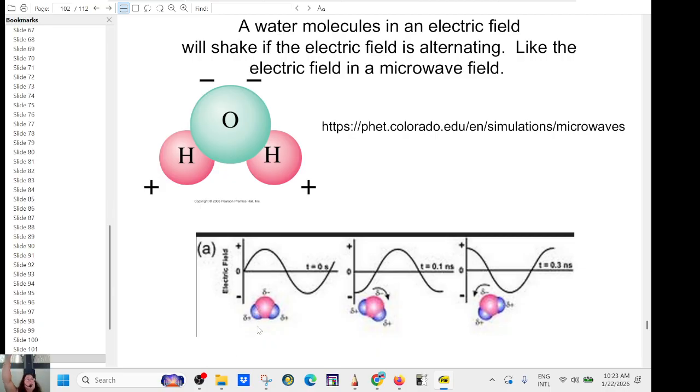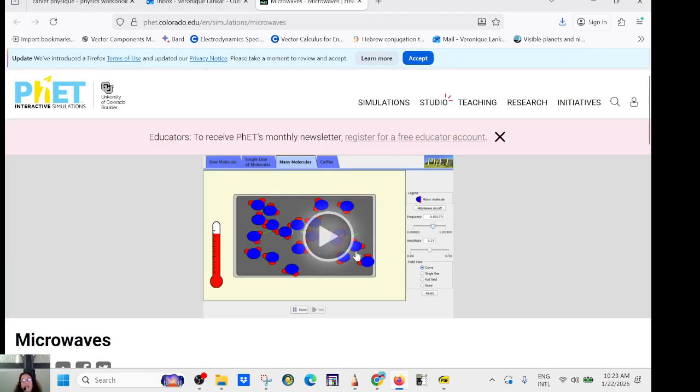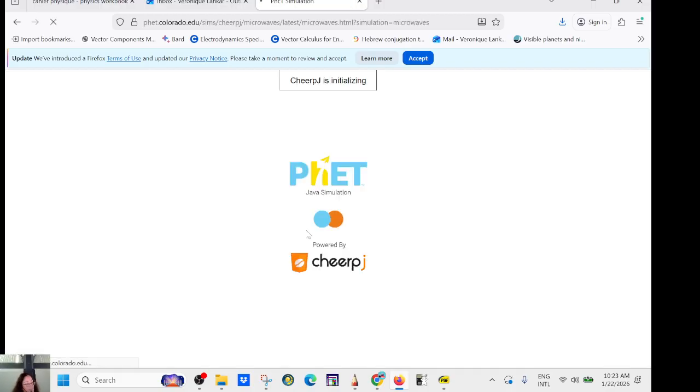The water molecule will rotate because it tries to align itself with the electric field. This water molecule, you learned in chemistry, has energy levels of vibration, rotation, twisting. I forgot my chemistry, but they shake. And because they shake, it's going to heat up. Okay, and this is very cool here. You have a very nice simulation.